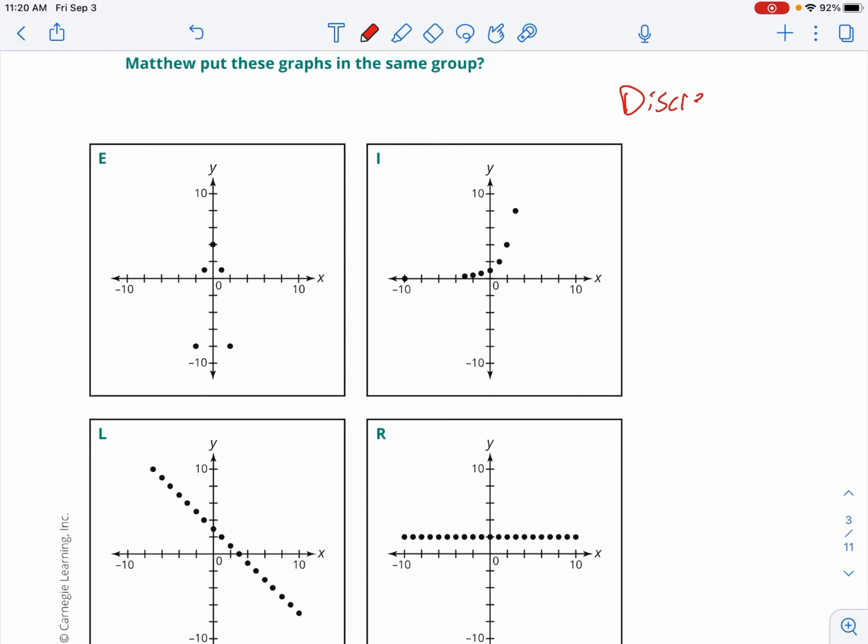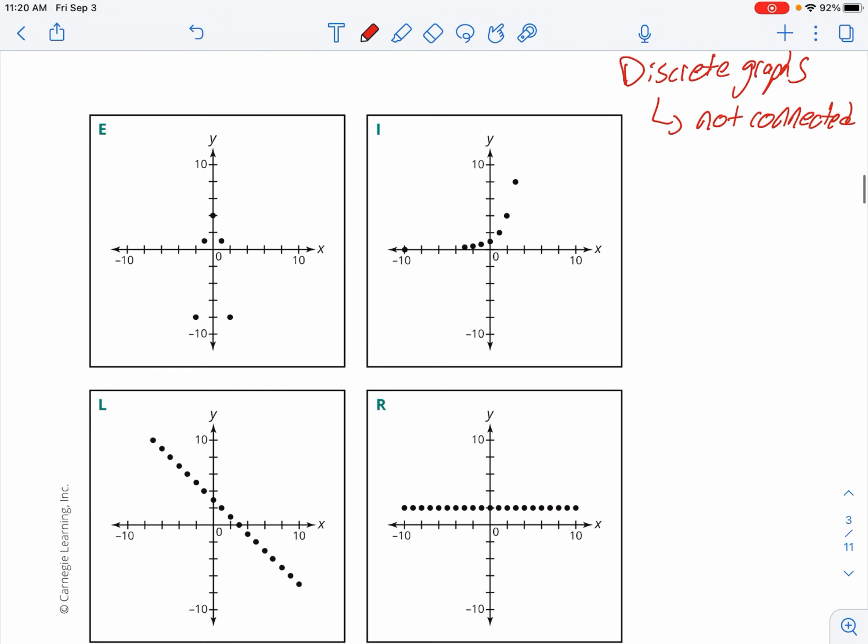And what we call these things is a discrete graph. As you can see, they're just several points not connected. So what discrete means is not connected graphs. Okay, well, the ones we've been looking at so far have been solid, have been connected. Okay, but we can still analyze them the same way we've been doing.